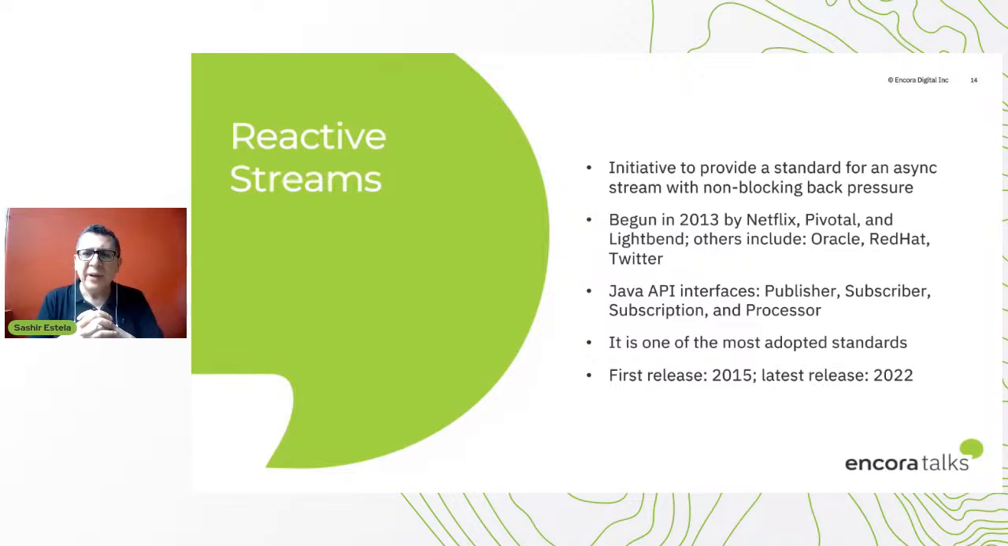We have four interfaces: the Publisher, Subscriber, Subscription, and Processor. We're going to review more in the next slides. It is one of the most adopted standards. It's not the only one. We have another standard like ReactiveX, but the most adopted these days is Reactive Streams.